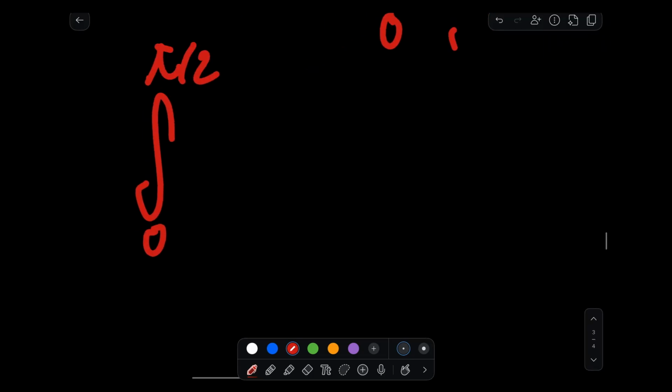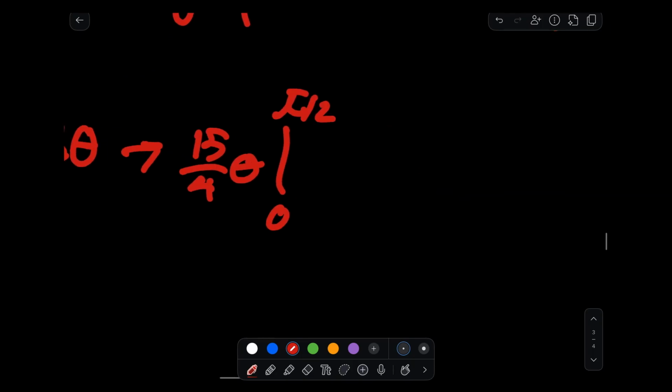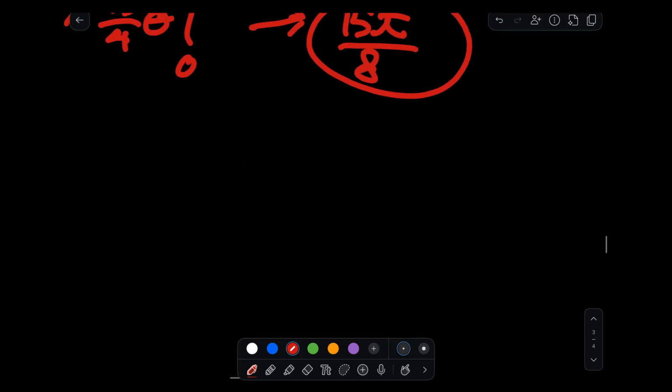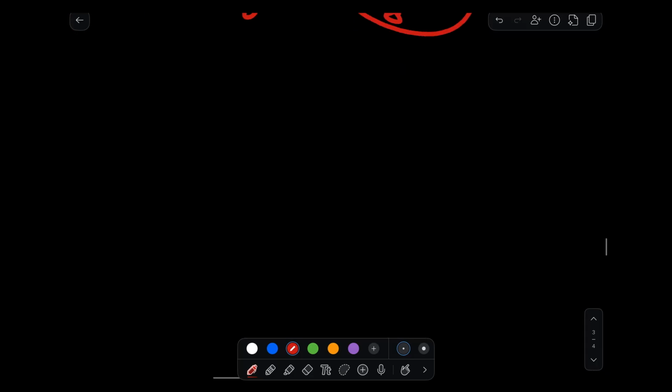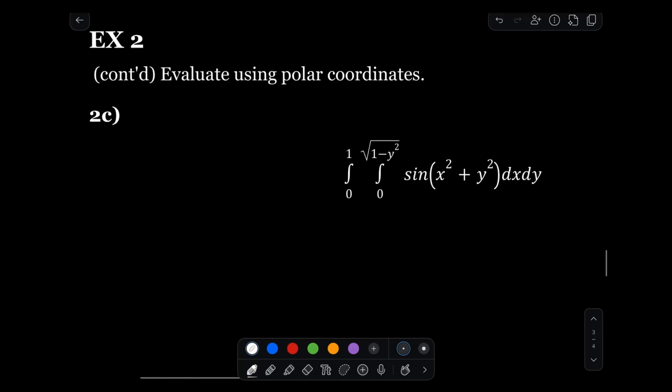0 to pi over 2, 15 over 4 d theta, which is now 15 over 4 theta, 0 to pi over 2, and then we're just plugging in more, 15 pi over 8 as our final answer. It's not so bad after all. And evaluate this using polar coordinates. If you want to try doing this in rectangular coordinates, feel free to do so.